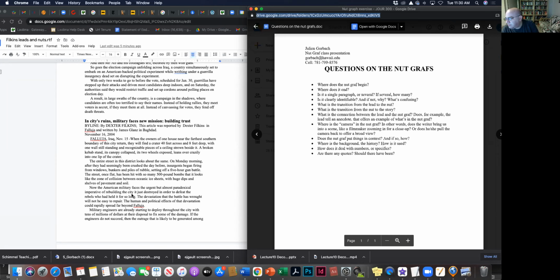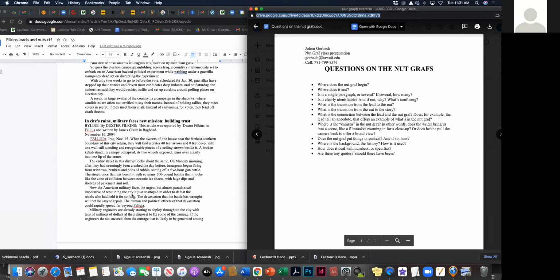When the owners of one house near the farthest southern boundary of this city return, they will find a crater 40 feet across and 8 feet deep, with one wall still standing and recognizable pieces of a ceiling strewn beside it. A broken kebab stand, its canopy collapsed, its two wheels exposed, leans crazily over the lip of one crater. What's he describing? The entire street in this district looks about the same. On Monday morning, after they had seemingly been crushed the day before, insurgents began firing from windows, bunkers, and piles of rubble, setting off a 5-hour-long gun battle. The street, once flat, had been hit with so many 500-pound bombs that it looks like the zone of a collision between oceanic ice sheets, with huge dips and shelves of pavement and soil. What's he describing?